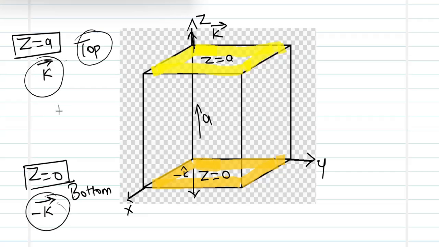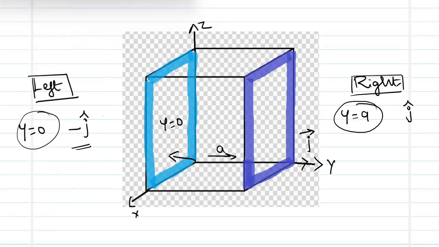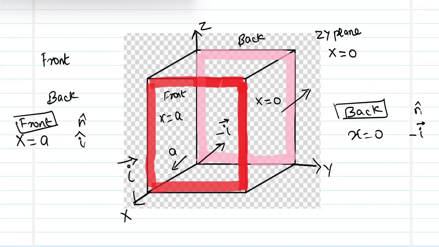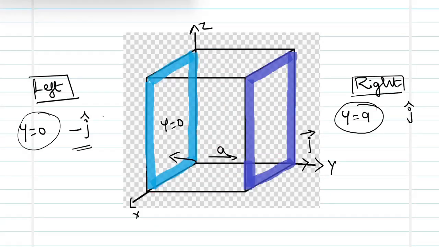Now keeping these 6 faces in mind, we will quickly recollect what they are going to be equal to. The front and the back: the front one is called x equal to a with i cap as the unit vector, the back one is called x equal to 0 with minus i cap. The next comes your left and the right. The left one with y equal to 0 having unit vector minus j cap, and the right one having y equal to a with unit vector j cap.